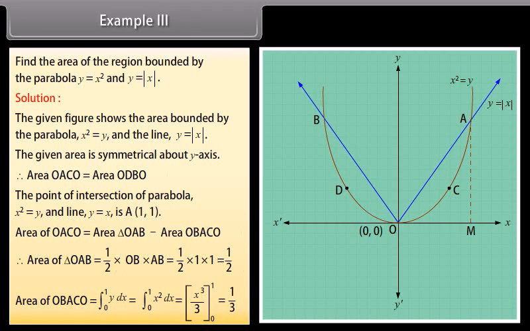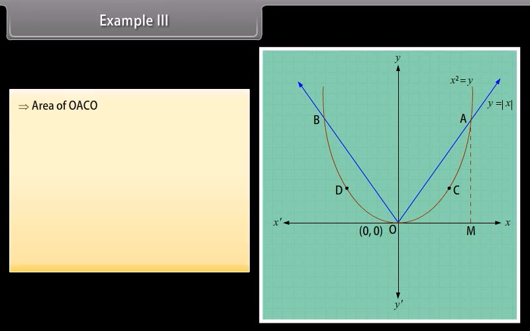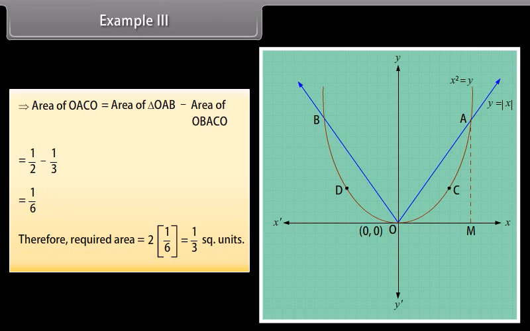Area of OBACO is equal to the integral from 0 to 1 of y with respect to x, which is equal to the integral from 0 to 1 of x square with respect to x. By solving, we get area of OBACO is equal to 1 upon 3. It implies area of OACO is equal to area of triangle OAB minus area of OBACO, which equals 1 upon 2 minus 1 upon 3, which equals 1 upon 6. Therefore, required area is equal to 2 into 1 upon 6 equals 1 upon 3 square units.